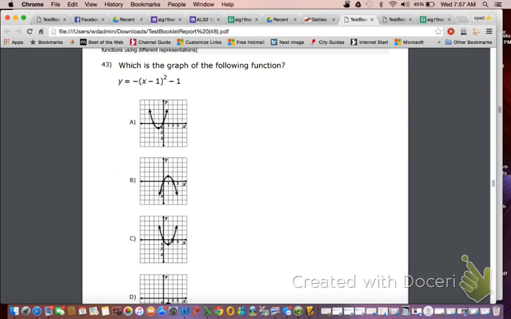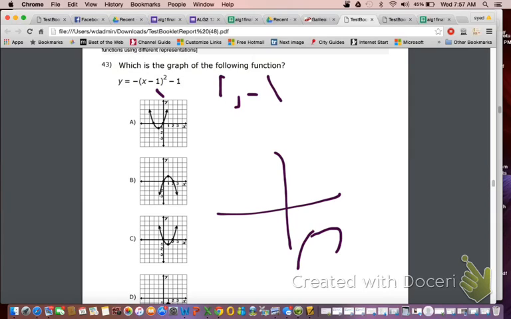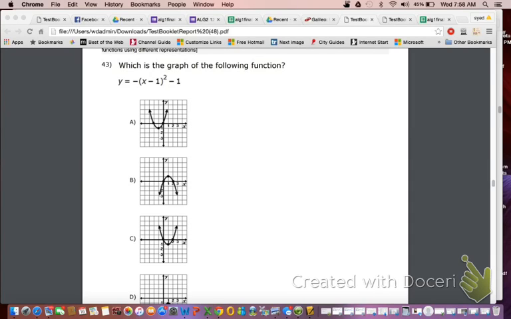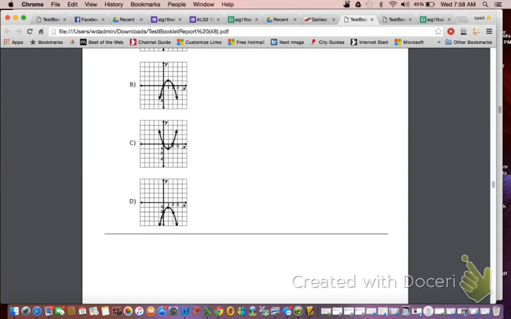Okay, we did this a while ago. Opposite of this is (1, -1), and it's going down. So I want to look for something like this. I want to look for something like that. And it has to be choice D.